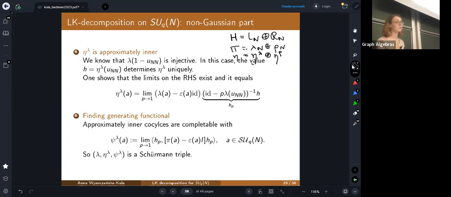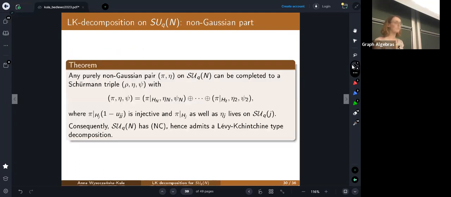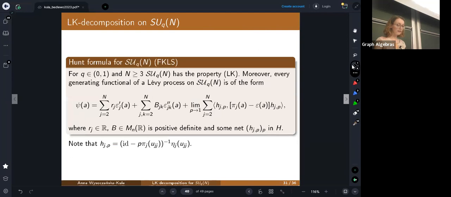And about the right part, we know that all this lives on SUQN minus 1 and capital N minus 1, so we can proceed by induction to show that we decompose the cocycle into N minus 1 pieces, and each of these pieces is approximately inner, so it will be completable. So this shows that SUQN for n bigger than 2 has the property NC, and hence admits the Lévy-Khintchine type decomposition. And since we more or less know how the Gaussian part and the non-Gaussian part look like, we have a classification like the Hunt formula.